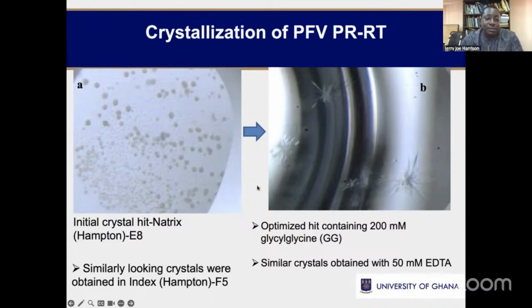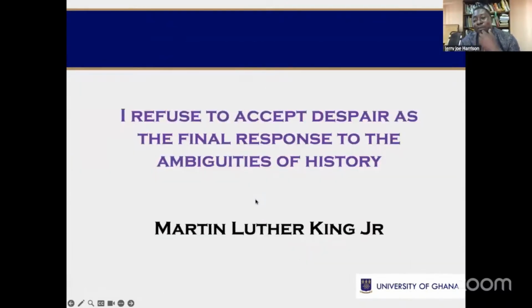And if you were in my shoes at the time, the only thing to do is probably to just give up and find something else to do. But again, I always remember Martin Luther King and some of the wisdom that he poured out: I refuse to accept despair as the final response to the ambiguities of history. This quote was very important for me in pushing on, even when I felt that things were really very difficult.